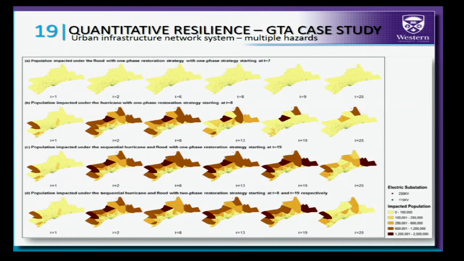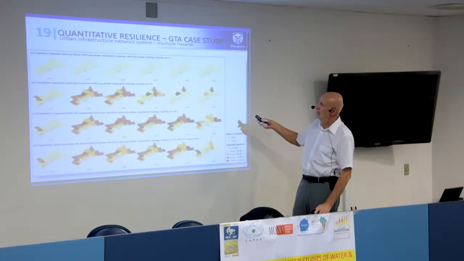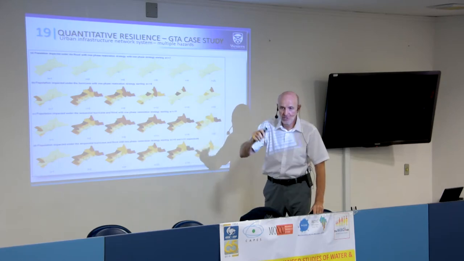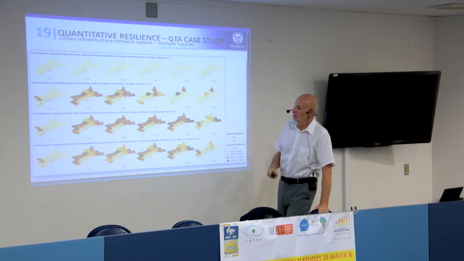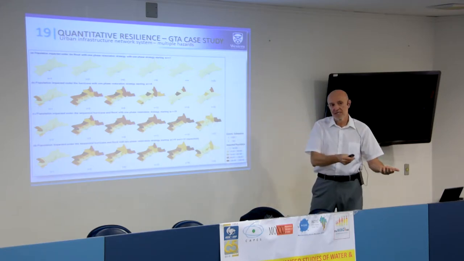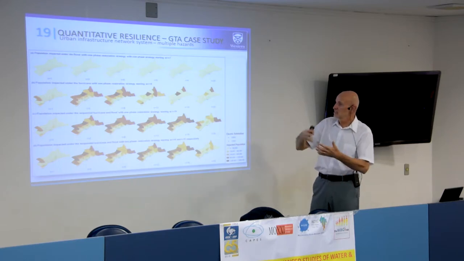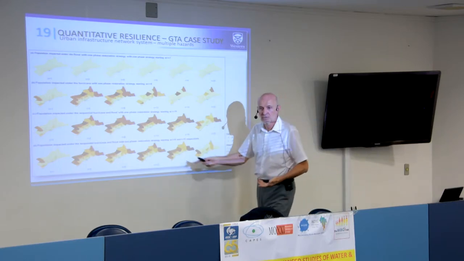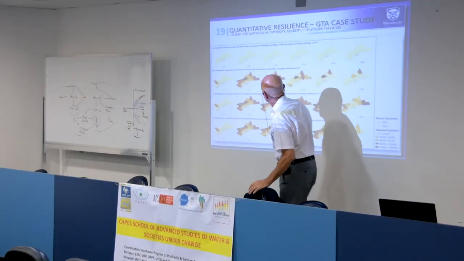I also mentioned that we utilized the impact on the people, or the consequences of the failing infrastructure, and that was done just now by overlaying the areas that are being affected, again, for various recovery strategies, for various time moments, showing the population as the measure of the impact, and directly converting the resilience of the infrastructure to those who may be depending on that infrastructure.